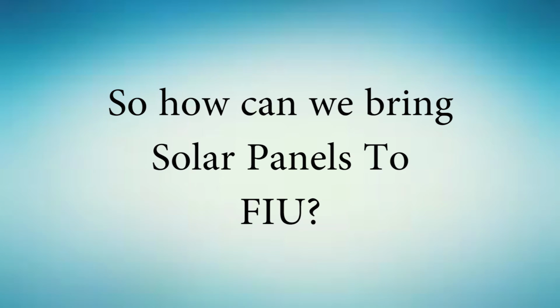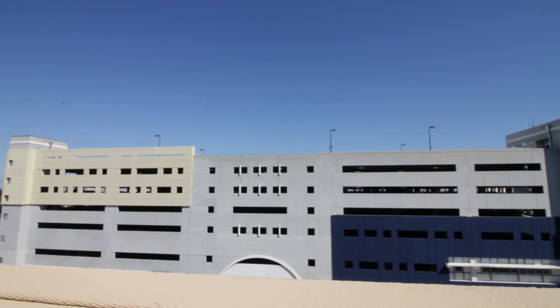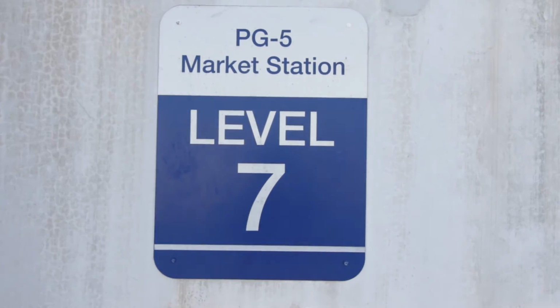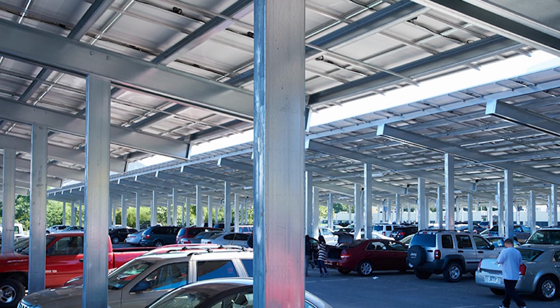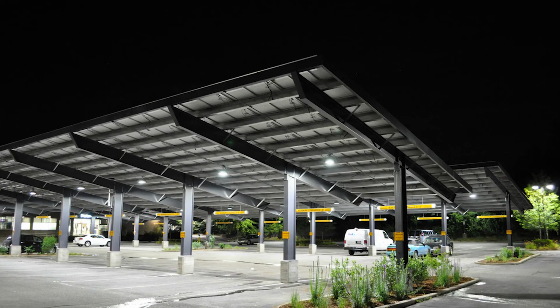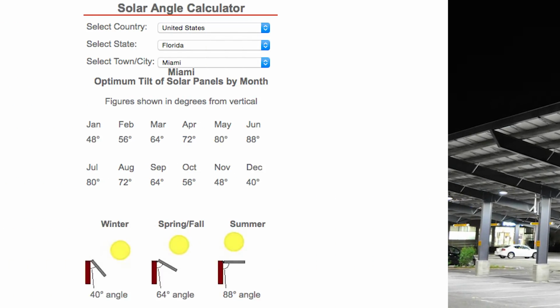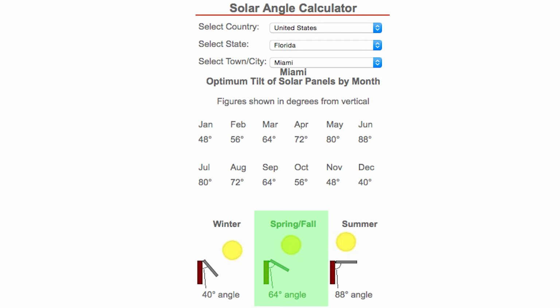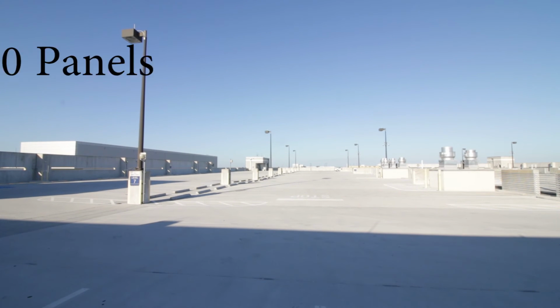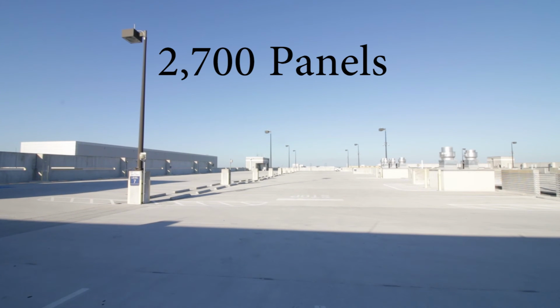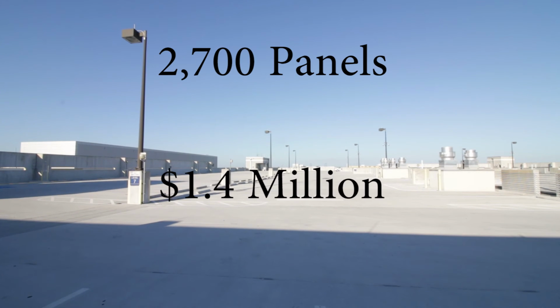So how can we bring solar panels to FIU? We are proposing an installation of a solar canopy on top of PG5. The solar array would provide shade to parked cars while producing renewable energy. For an all-year optimized position, the panels would face south at a 64-degree angle. The 108,000 square foot roof would house 2,700 solar panels and cost a total of $1.4 million.